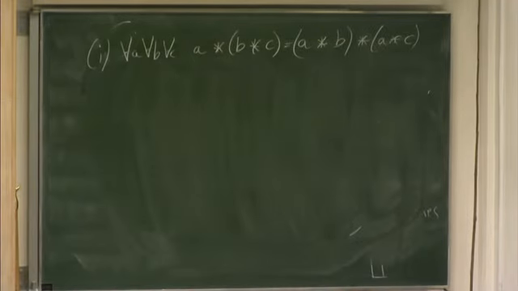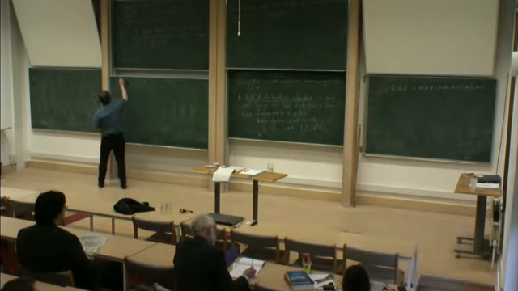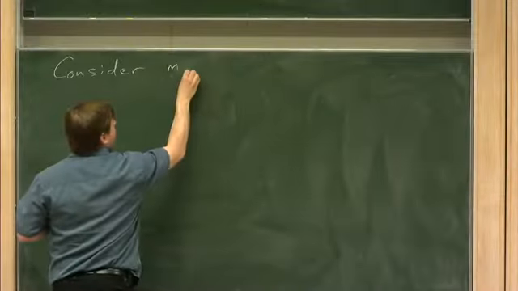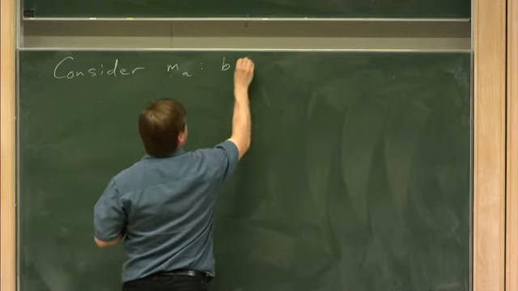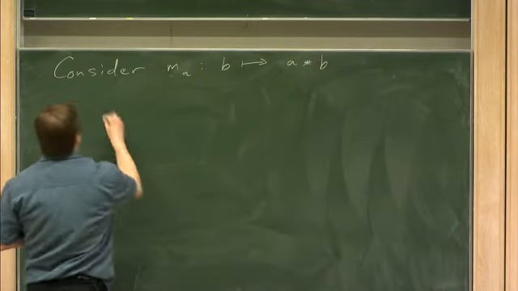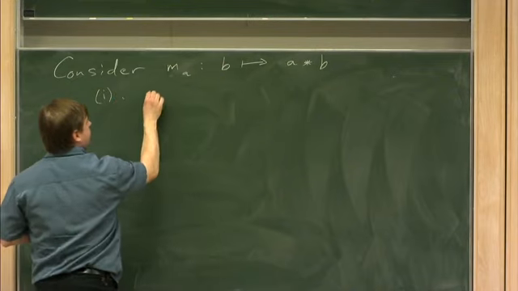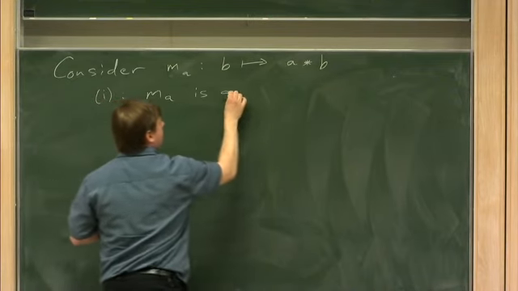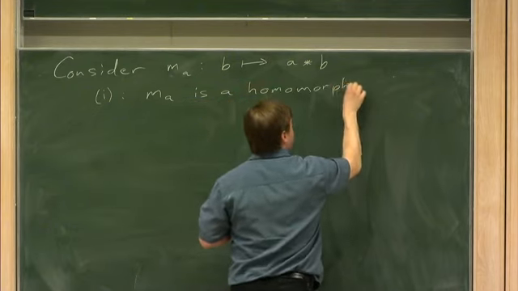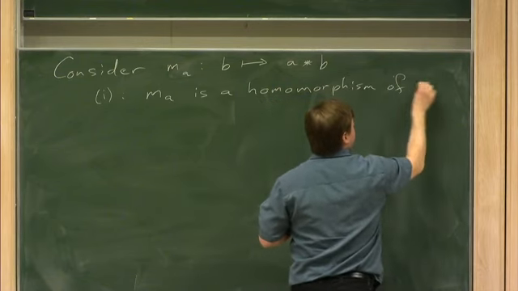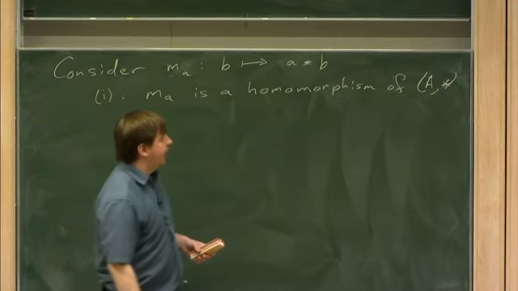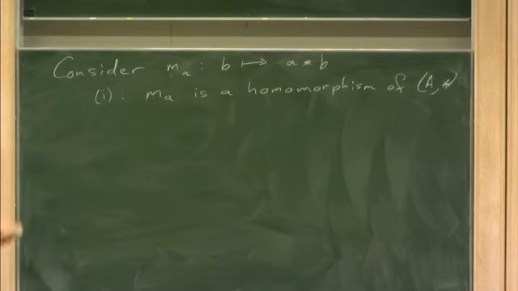So if we consider M_A taking B to A star B, then the left distributive law is just saying that M_A is a homomorphism of your structure for every A in capital A. So then that's left distributive algebras.